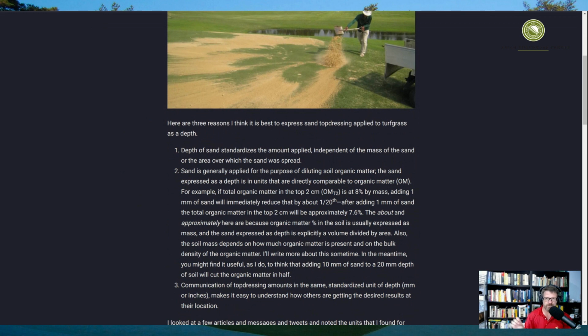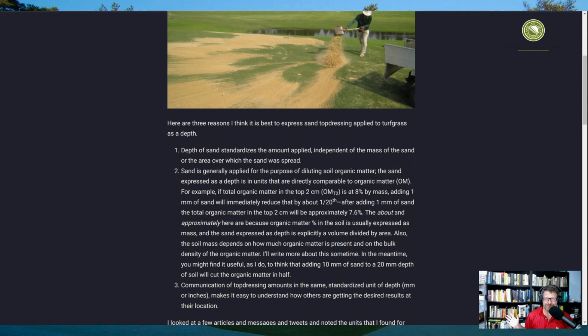For every 1 millimeter of sand you apply, that's going to go down by 1/20th. So it's going to go down by 0.5%. So if you add 2 millimeters of sand, then you can expect that your total organic material will now be 9%. And it's actually going to be a little bit less than that because of the mass differential between pure sand and sand mixed with organic material. If you had 3 millimeters of sand, then you would drop your total organic material down to 8.5%.